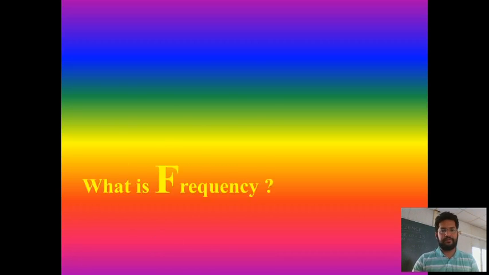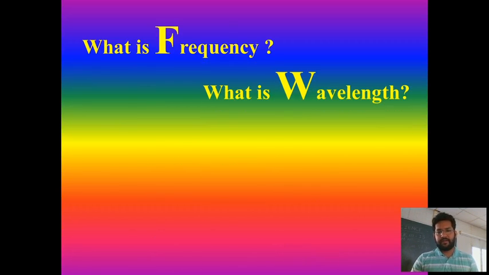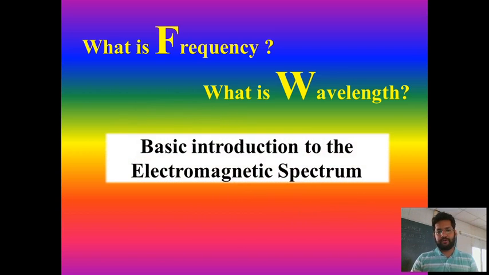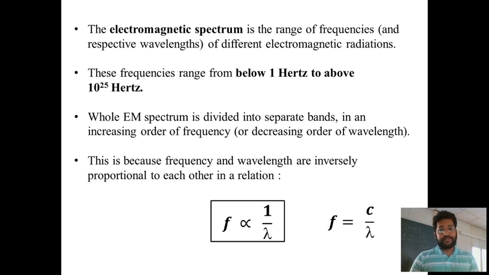Today we will focus on some very basic concepts of what is frequency, what is wavelength, and then a basic introduction to the electromagnetic spectrum. The electromagnetic spectrum is a range of frequencies and respective wavelengths of different electromagnetic radiations. It is just a compilation of all the electromagnetic radiations. These radiations comprise sunlight, microwaves, radio waves, etc.